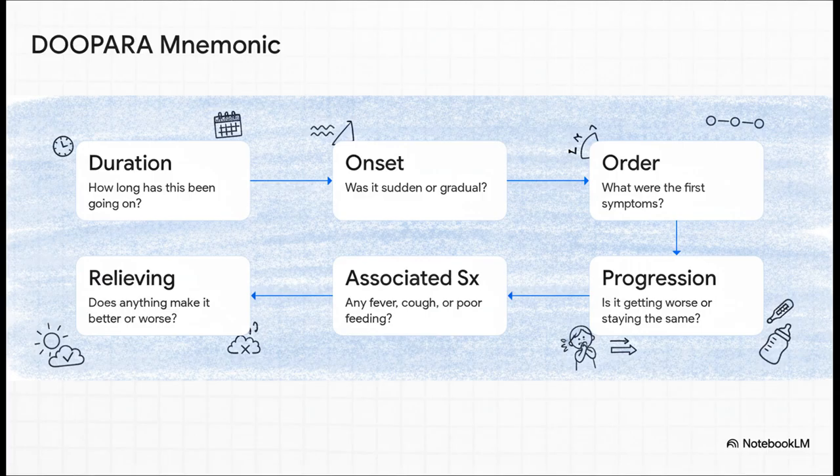Now, to make sure you don't miss anything when you're digging into the main problem, a mnemonic like DUPARA is an absolute lifesaver. It just gives you a framework to follow so you can systematically cover all the bases of the child's breathing issues. So let's take a look at what you need to be asking.